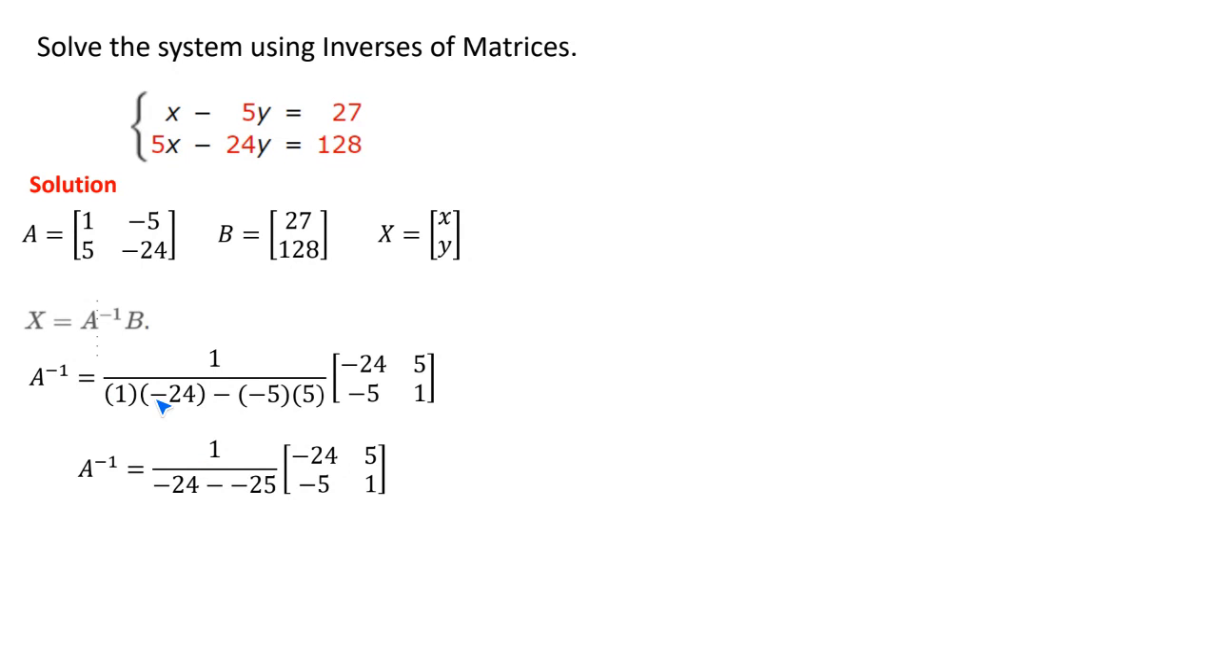then we have 1 times negative 24 is negative 24. Negative 5 times 5 is negative 25. Keep simplifying. So negative 24 minus a negative 25 is going to be 1. 1 divided by 1 is 1, and 1 times the matrix is itself. Okay, so that's our inverse. So that's the first part.